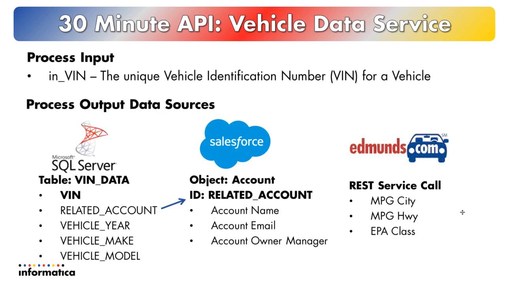Just to go through, our process input is going to be the VIN, or the unique vehicle identification number for a vehicle. And then our output data sources, once again, are going to be SQL Server. We've got a database table called VIN data that's got some information related to a VIN number, the related account, which is a Salesforce account, the vehicle year, make, and model. We're going to use that related account information from the SQL Server actually to query into Salesforce and bring back some information from Salesforce, including the account name, account email, and actually we're going to reach into related records and go from the account to the owner to the owner's manager and return that information.